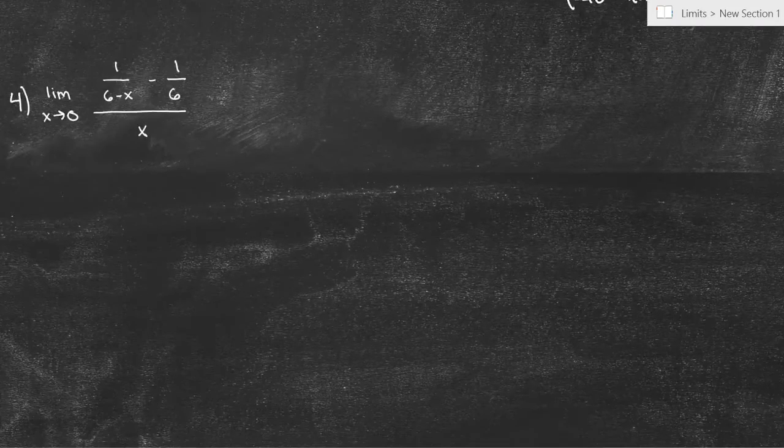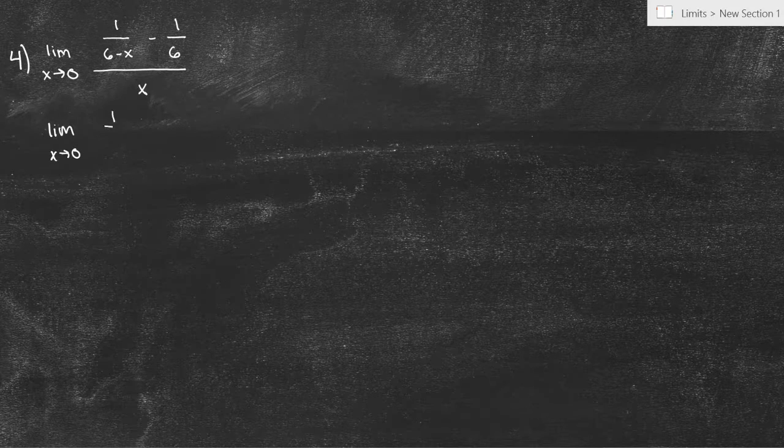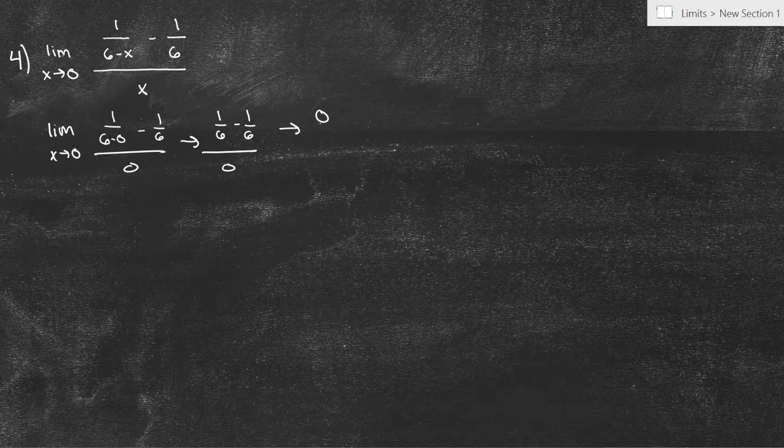Alright, now our fourth example. This one, it's pretty clear that we're going to have to do something with those denominators, but again, just for the sake of our time, let's keep everything the same. Limit as x approaches 0, and we're going to again plug stuff in, see what we get. We're going to get 1 over 6 minus 0, minus 1/6, divided by 0. That's going to be 1 over 6 minus 1/6 divided by 0, which equals 0 over 0. Indeterminate.